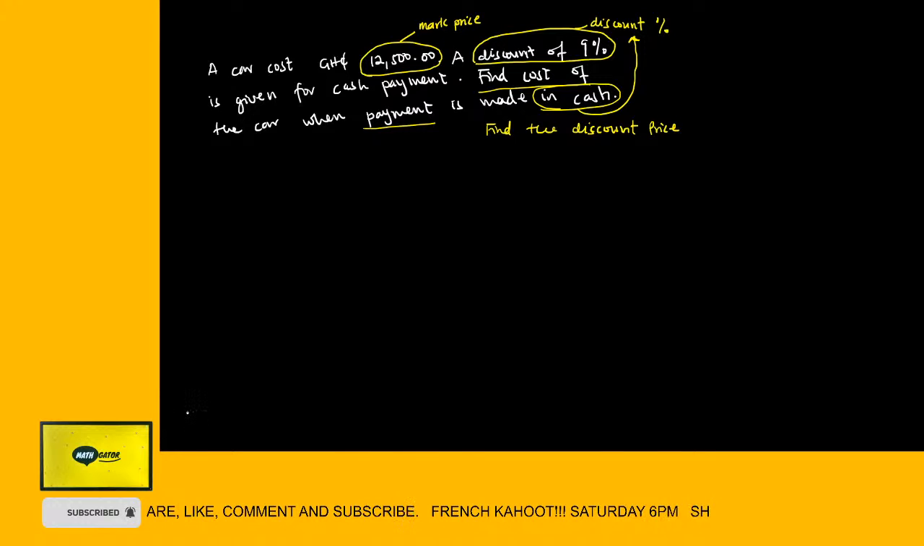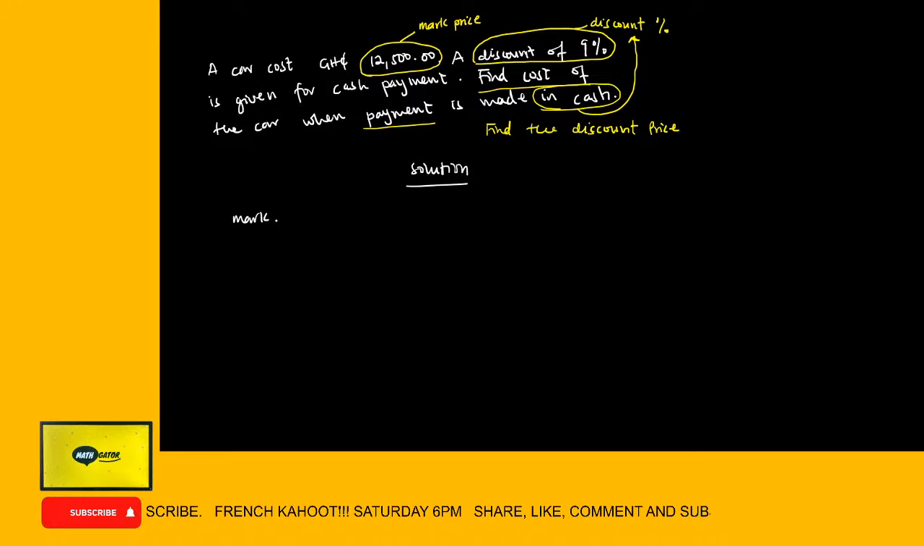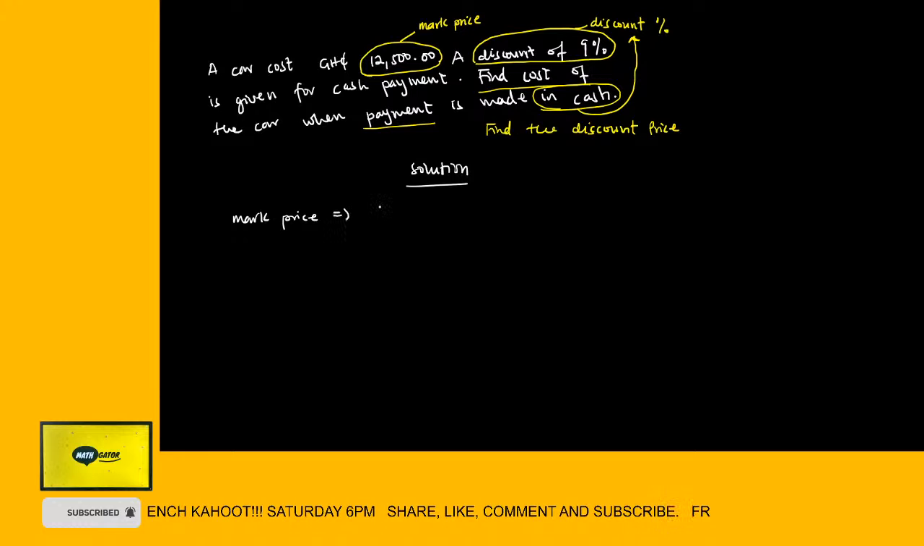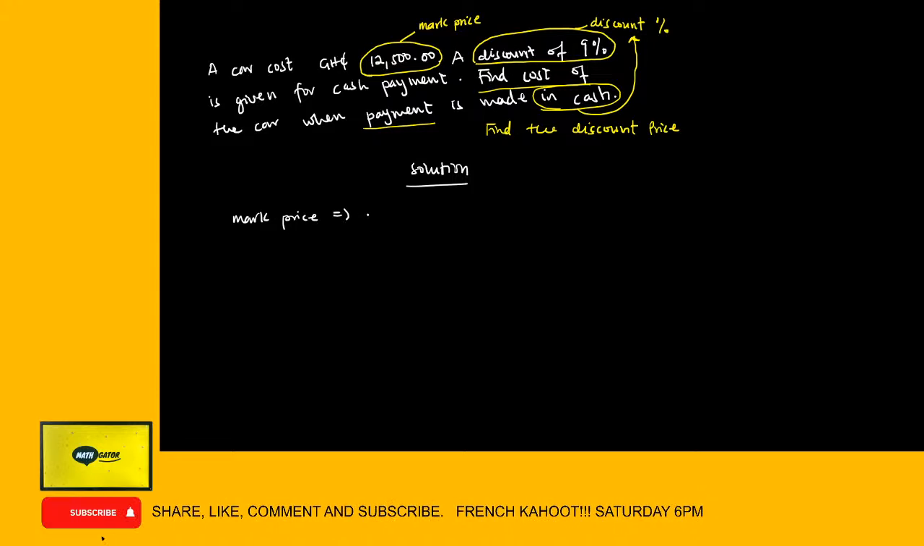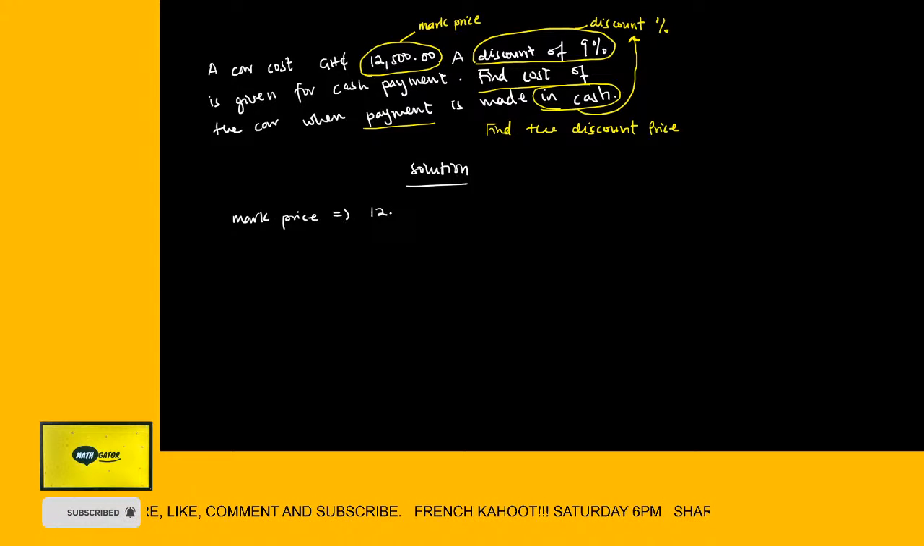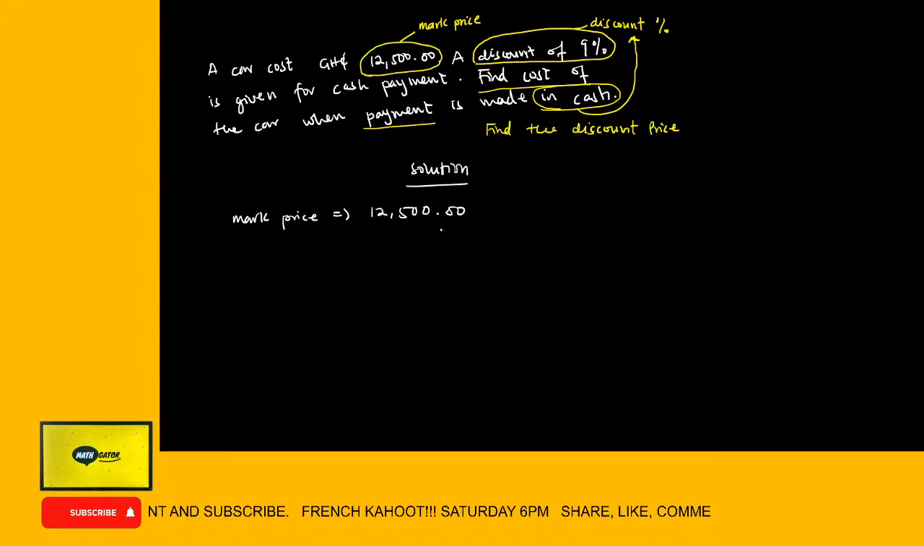Quickly, the first thing we need to do is to take note of the marked price. So let me just write here solution, and then we'll have marked price. Remember I said the marked price is actually the original price of the item being sold. Okay, so this is the marked price, which is 12,500. These two zeros are not relevant, but we will still bring it because we are dealing with money.